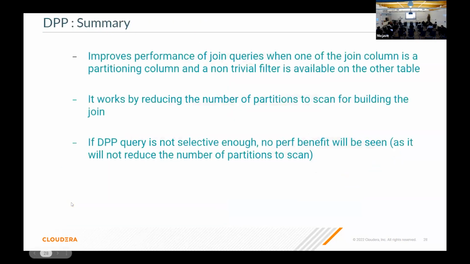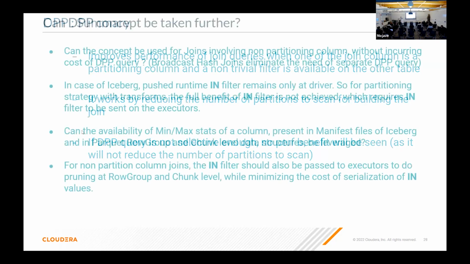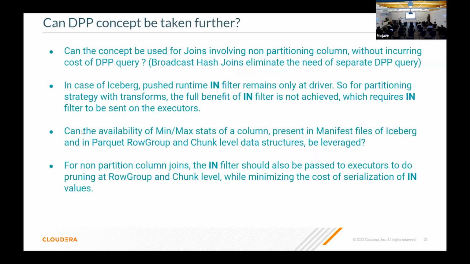Now, in summary, DPP improves the performance of join queries when one of the joining columns is a partitioning column and a non-trivial filter is available on the other table. It works by reducing the number of partitions to scan for building the join. And if the DPP query is not selective enough, in the sense that it scans all the states, then there is no performance benefit at all, because it's going to scan all the files of all the directories in any case. Now, can this DPP concept be taken further?